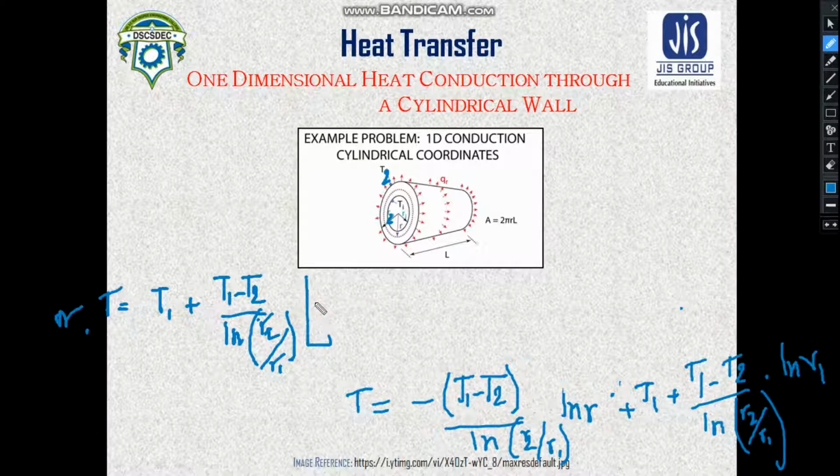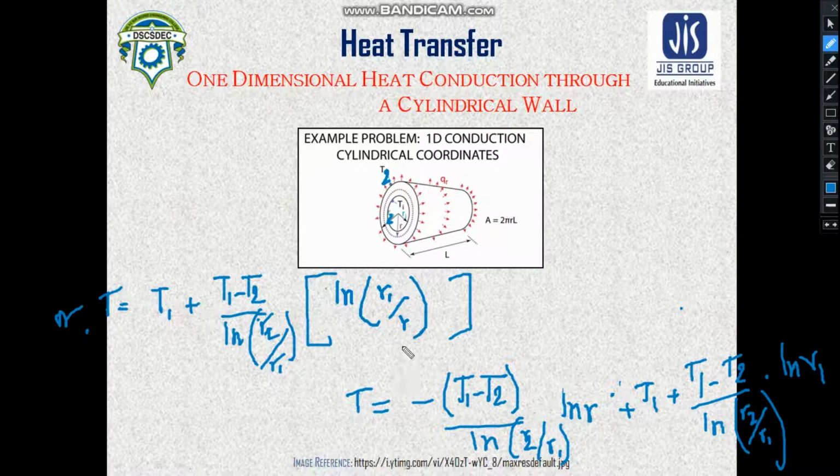So it will be like this: ln r1 minus ln r. I am taking this part as common, and it becomes ln r1 minus ln r, and ultimately we can write, using the basic logarithmic formula, ln of r1 divided by r. So this is your general equation which you can observe.